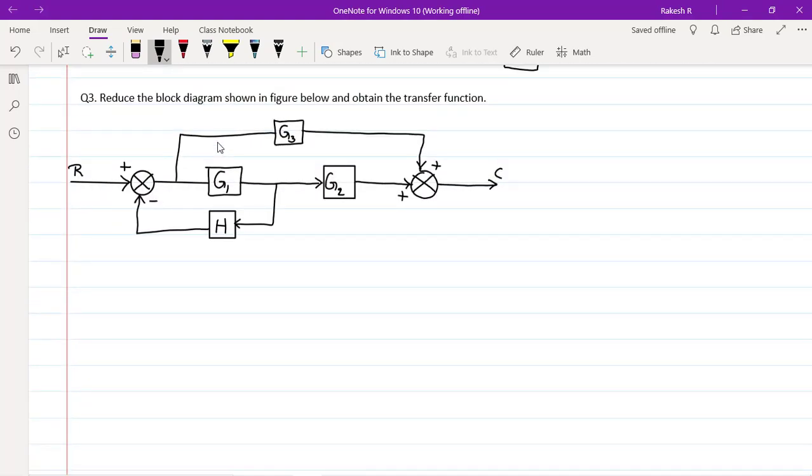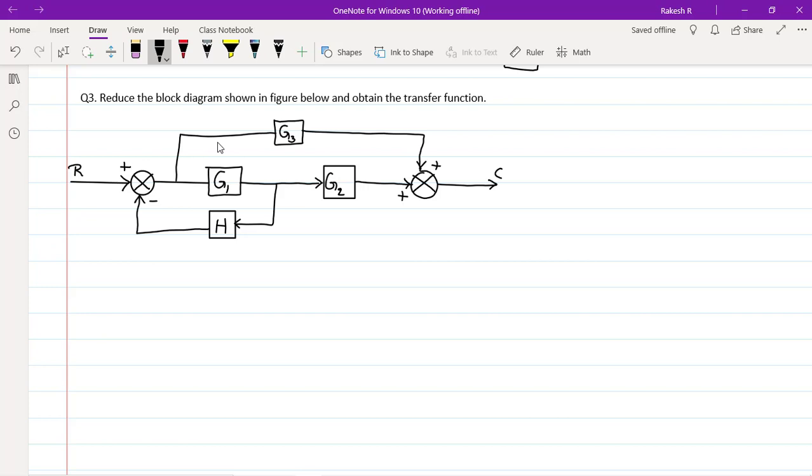Right. First, we shall check whether the blocks are in series. Now, how many blocks do we have? The plants we can take here are G1, G2 and G3, the 3 input blocks, and H, or H1, is the feedback block. So we are only checking these 3 blocks, or these 4 blocks.